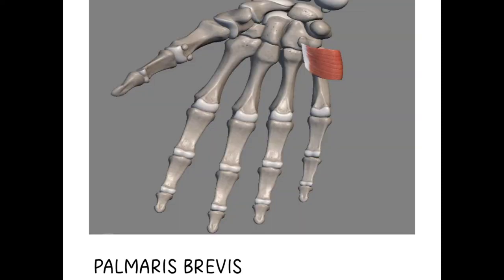So this is the palmaris brevis, a very small muscle, found at the fifth digit. It is a very short muscle. Just like the muscle's name comes out, palmaris means that it is located at the region of the palm, and brevis means it is short. So the term brevis means short.